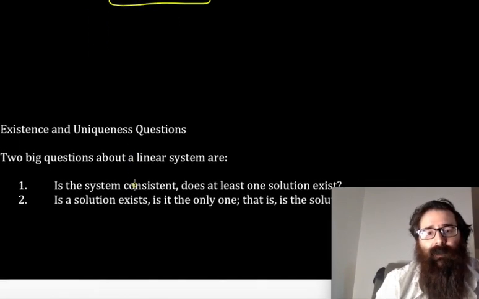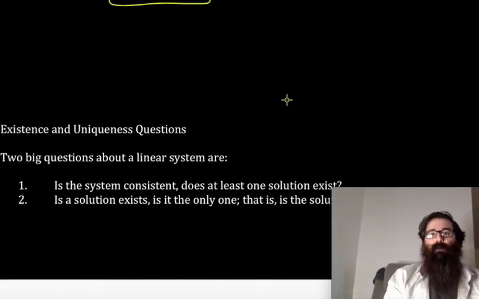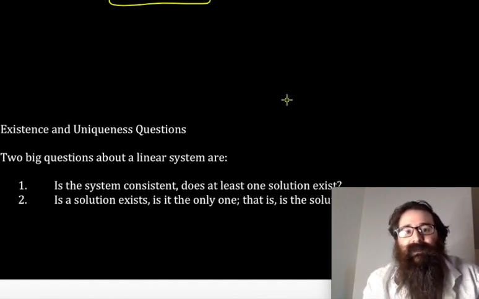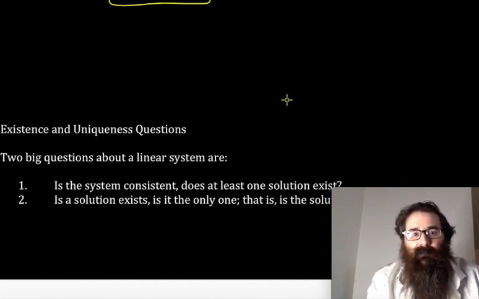A couple of questions I want to leave you with before we end this introduction lecture is about the existence and uniqueness when it comes to finding solutions. So two big questions that we have about a linear system are the following. First, we want to know, is the system consistent? I want to know, is there a solution to this system? I'm going to try to solve it. I want to know, is there a solution?